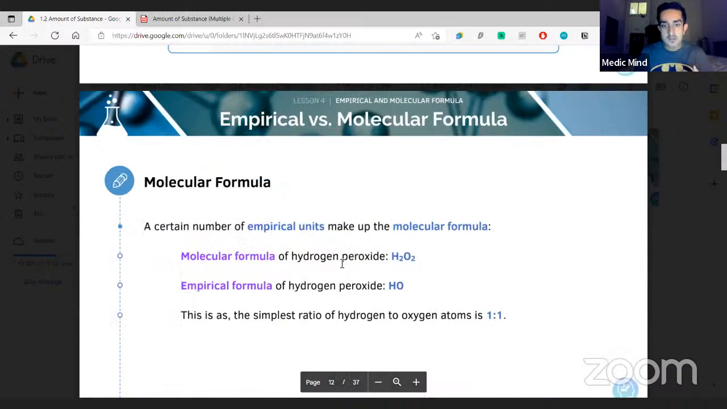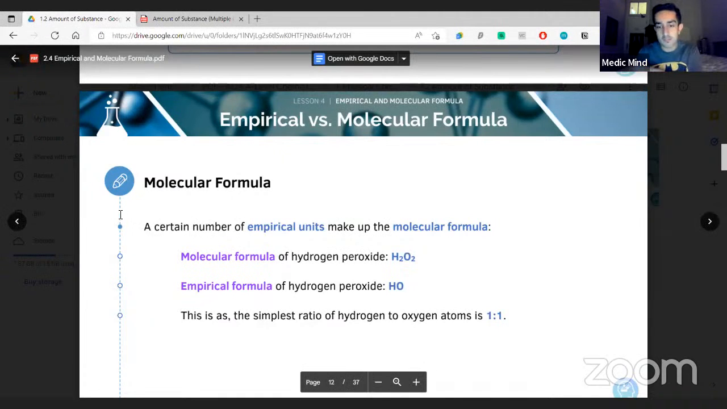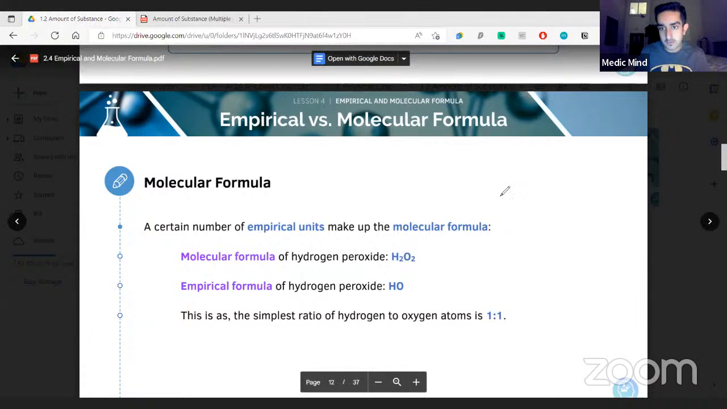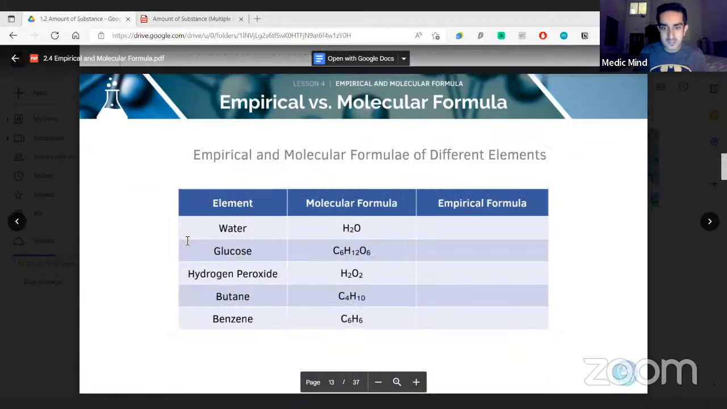Okay, so in this relationship, a certain number of empirical units are going to make up the molecular formula. It tells you the ratio, times by something, is going to give you the actual number of each of these. So let's say you've got the empirical unit HO, multiplied by something equals H2O2. That something is just going to be 2, so that you have 2 of each hydrogen and 2 of each oxygen. So that's the way to simplify that.